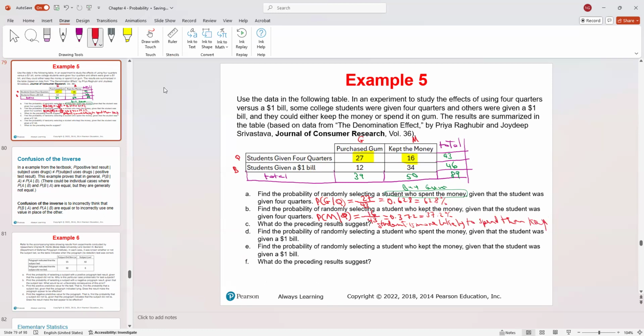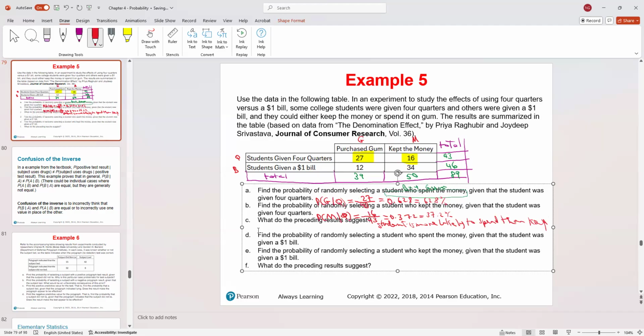Now we're gonna ask the same type of questions for D, E, F, but at this point the questions would be about the dollar bill. Find the probability of randomly selecting a student who spends the money. That's the probability of G, given that the student was given a $1 bill. $1 bill, we call it B.